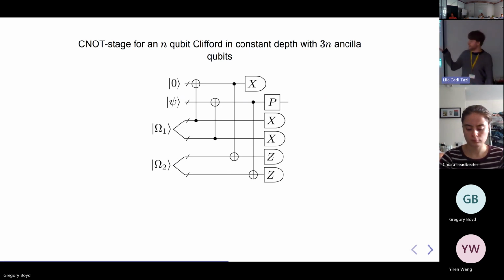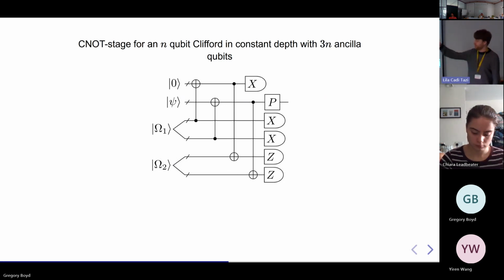So you have these two resource states, omega 1 and omega 2, and you do a bunch of entangling gates with this psi register that is the thing you want to apply the Clifford to. You do a bunch of measurements, and then you do some Pauli correction P at the end that depends on all of the measurements you just made. So you need 3n ancilla qubits in order to do this. And this diagram makes it look like it's 5n, but you could do the omega 1 and omega 2 bits serially.